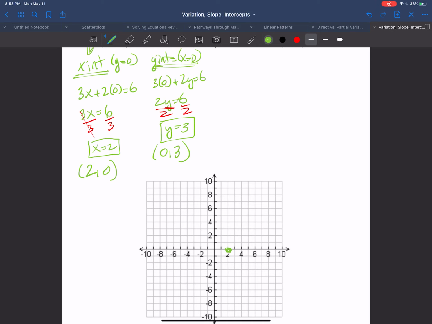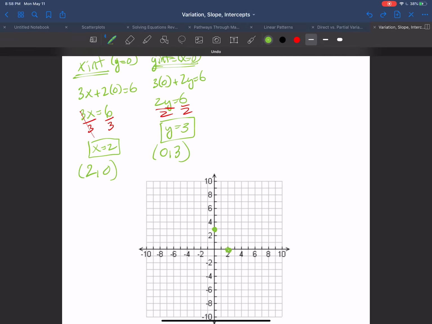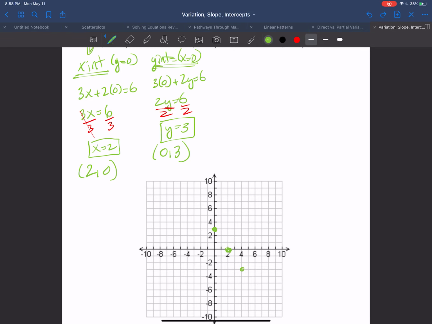So if I graph that, 2, 0, 0, 3. They're a little close together, but if I use a ruler, it should be fine. But I can also look and see what the slope is. Down 3 across 2. So I can do that again. Down 3 across 2 and get another point. Or I can go backwards. Up 3, left 2. Just to get more points. There we have our line.